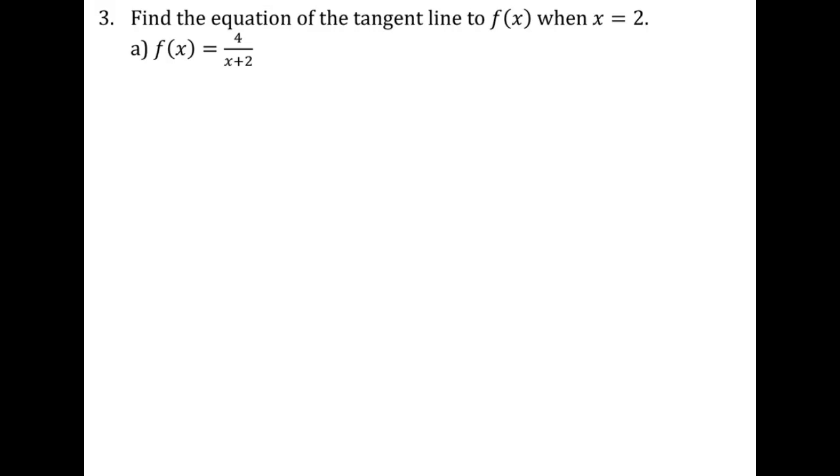Okay, problem number 3. Find the equation of the tangent line to f of x when x equals 2. Part A, we're given the function f of x equals 4 over x plus 2. Now, to take the derivative of this, first off, tangent line, we need to find a point, and we need to find the slope. And to find the slope, we need to find the derivative.